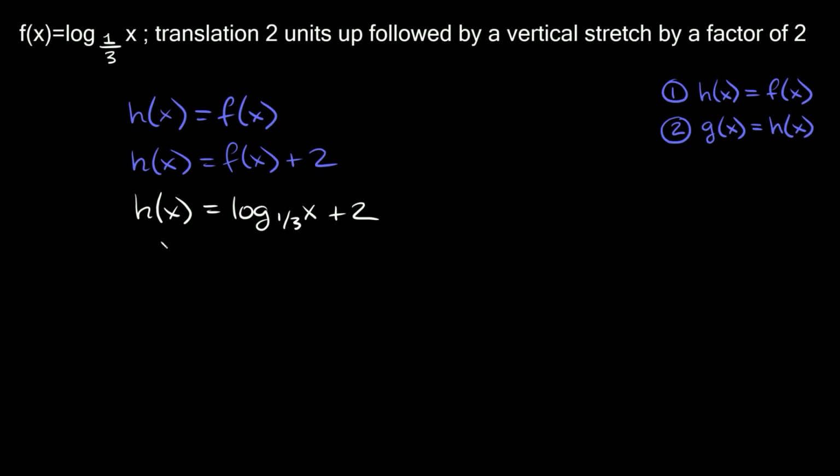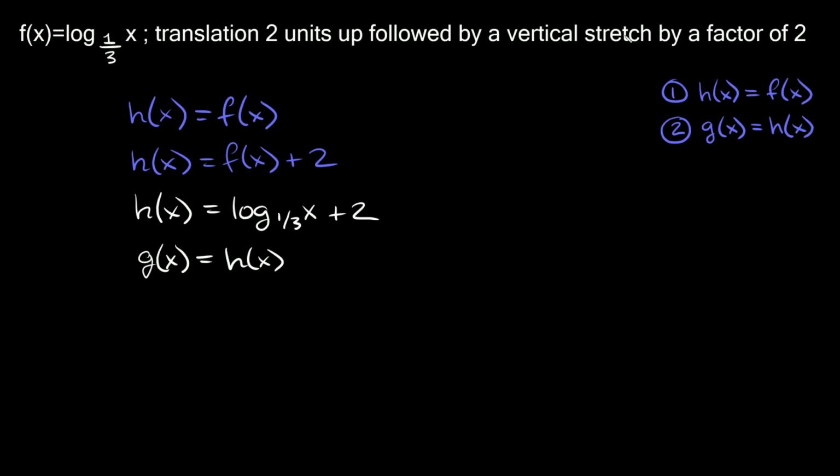Now for the second transformation, we're going to go to step 2. So g of x is equal to h of x, right? So we're going to say that g of x, right, because that's what we're looking for, g of x is equal to h of x. And now we're going to apply the second transformation to h of x, which the second transformation is right here, right? It says followed by a vertical stretch by a factor of 2.